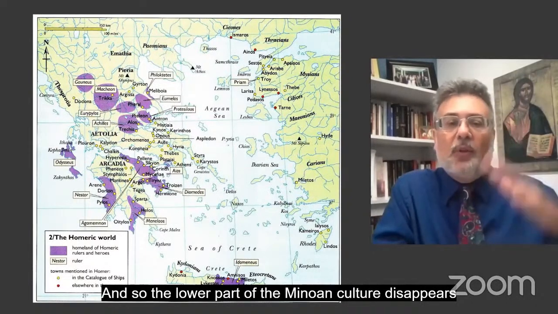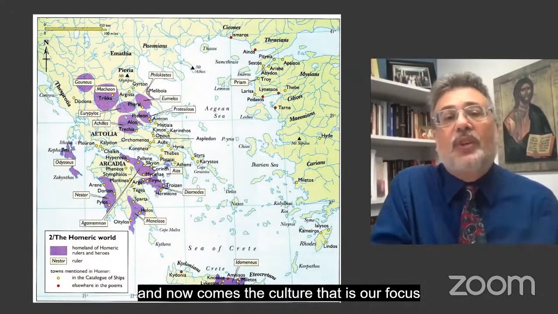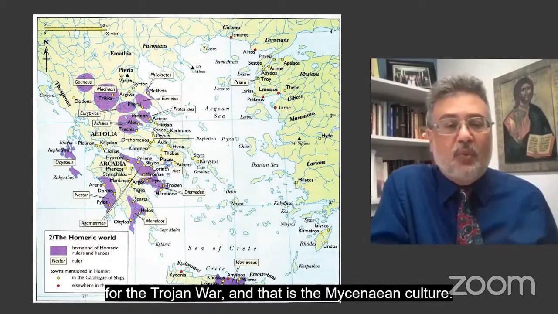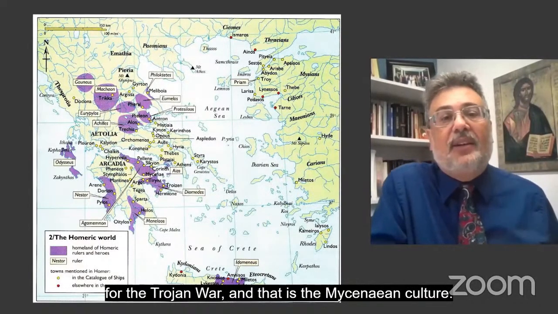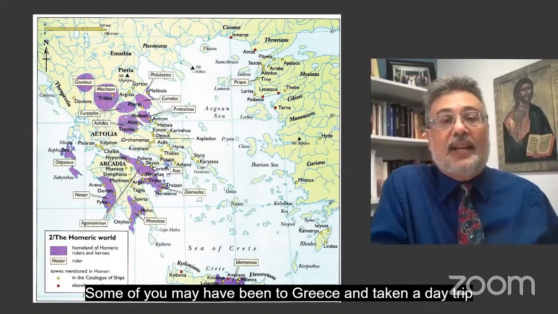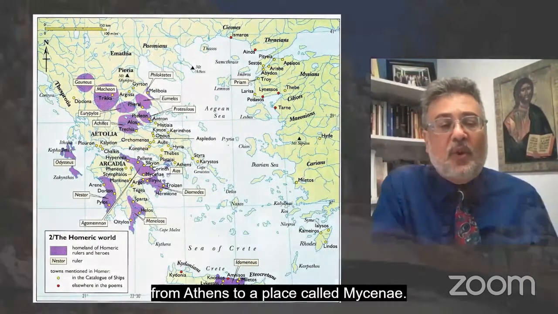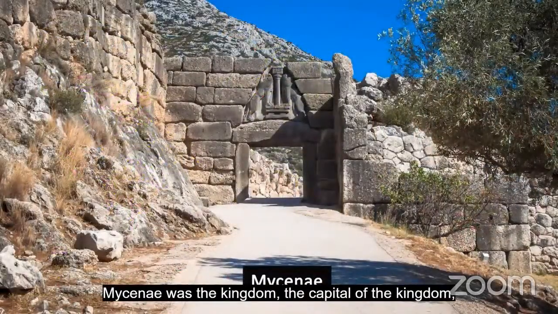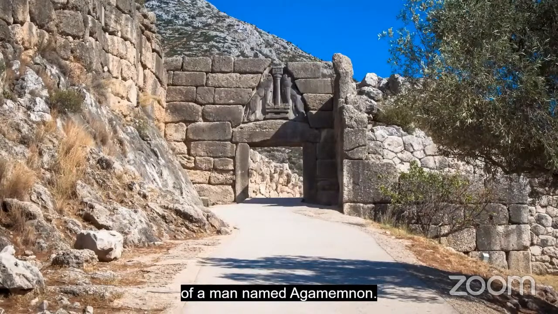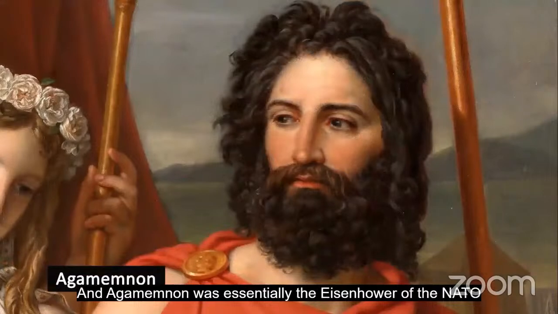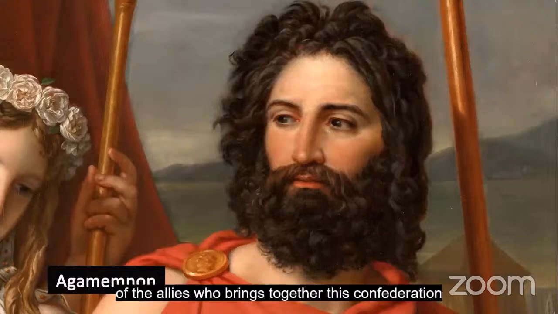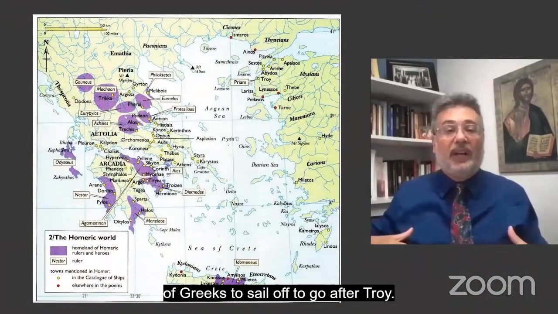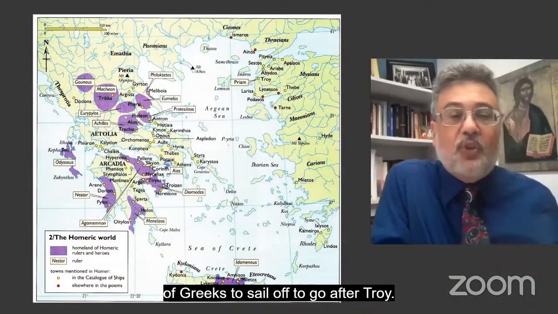And so the lower part of the Minoan culture disappears, and now comes the culture that is our focus for the Trojan War, and that is the Mycenaean culture. Some of you may have been to Greece and taken a day trip from Athens to a place called Mycenae. Mycenae was the capital of the kingdom of a man named Agamemnon. And Agamemnon was essentially the Eisenhower of the NATO, of the Allies, who brings together this confederation of Greeks to sail off to go after Troy.